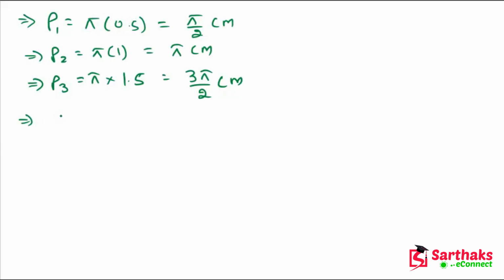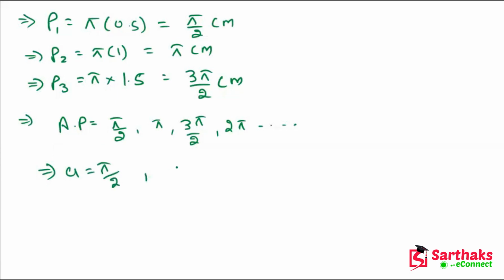Now we got a series. What is the series? The AP is pi by 2, pi, 3 pi by 2, 2 pi and so on. Now in this case, what is a? We have a is pi by 2. What is d? We have d is pi minus pi by 2. We get pi by 2. I hope you understand these things. So now we have to find n as 13.